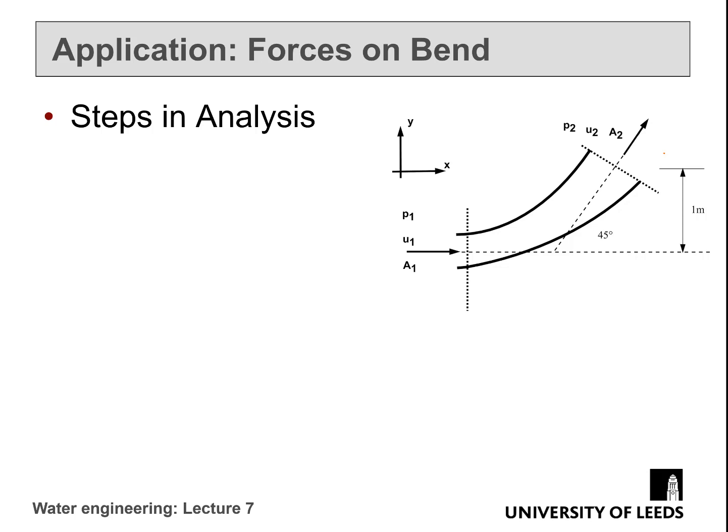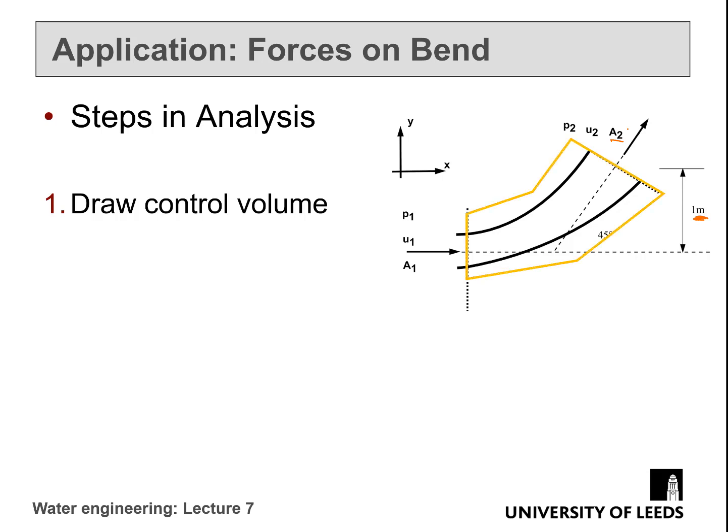So here's a particular problem. This is a pipe bend that's got an area A1 at the start, and it expands and moves upwards, raising 1 meter until it's the area A2 at the exit. First thing to do is to draw a control volume. Now I've drawn a mustard coloured control volume here. Doesn't really matter, any arbitrary shape, as long as it encompasses the inlets and outlets. So I've got an inlet on the left and an outlet on the right.